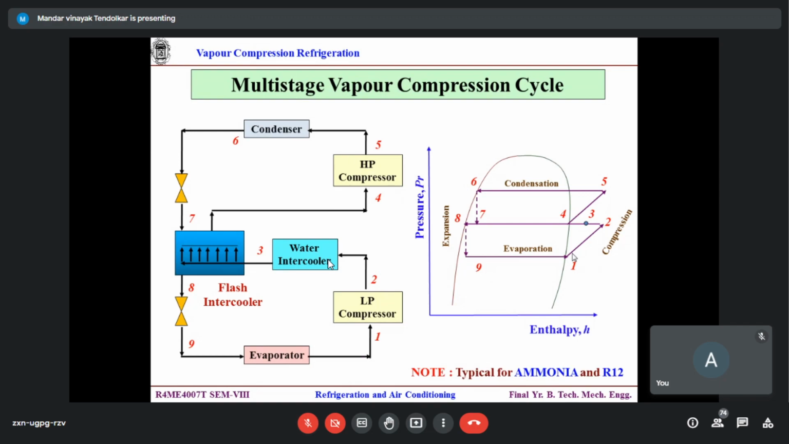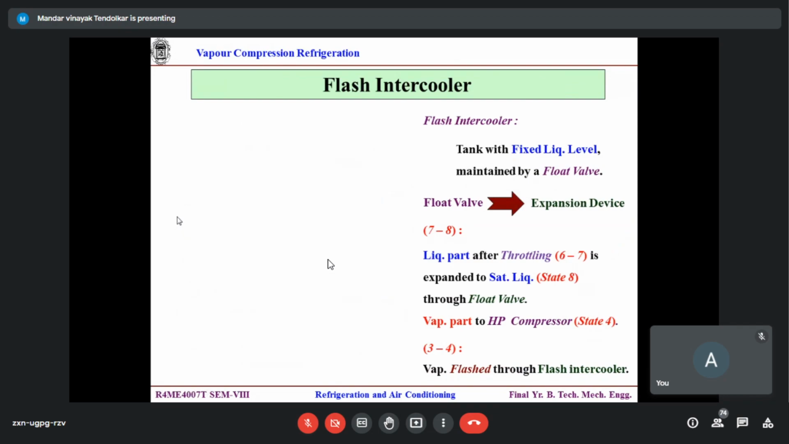Okay. Now let us try to analyze this. This is restricted to ammonia and R12, very typical for that. Not all the refrigerants are suitable for this kind of arrangement. The reason being the working principle of the flash intercooler. So let us see how this flash intercooler works.